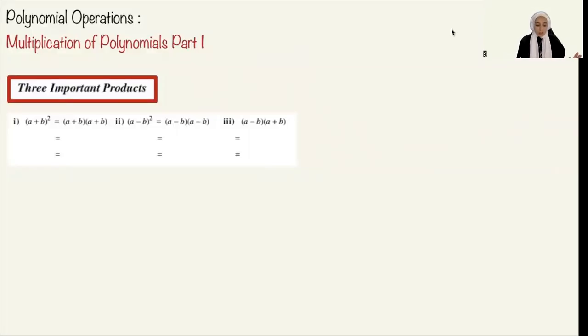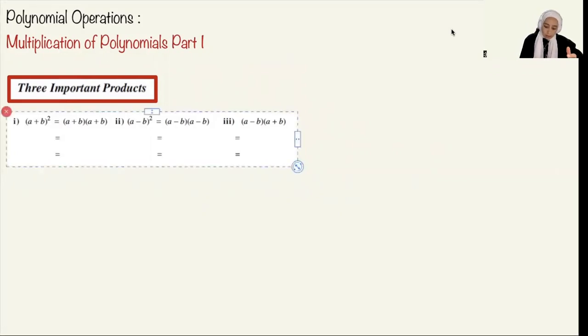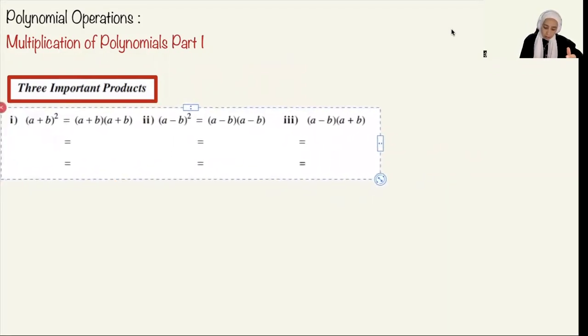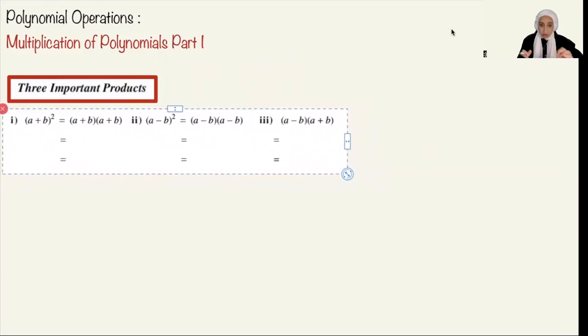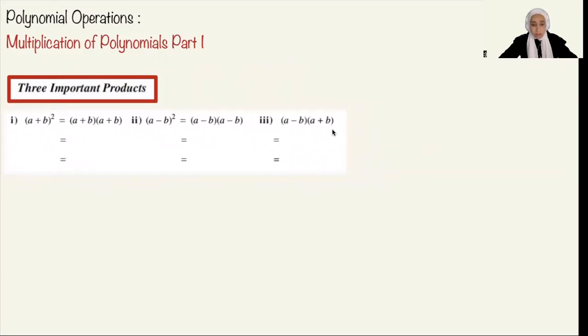So we're looking at polynomial operations, and we're talking about multiplication of polynomials, part one. Part one focuses on the three important products, where we're going to look at the square of the addition of two variables, the square of the subtraction of two variables, and then their difference.